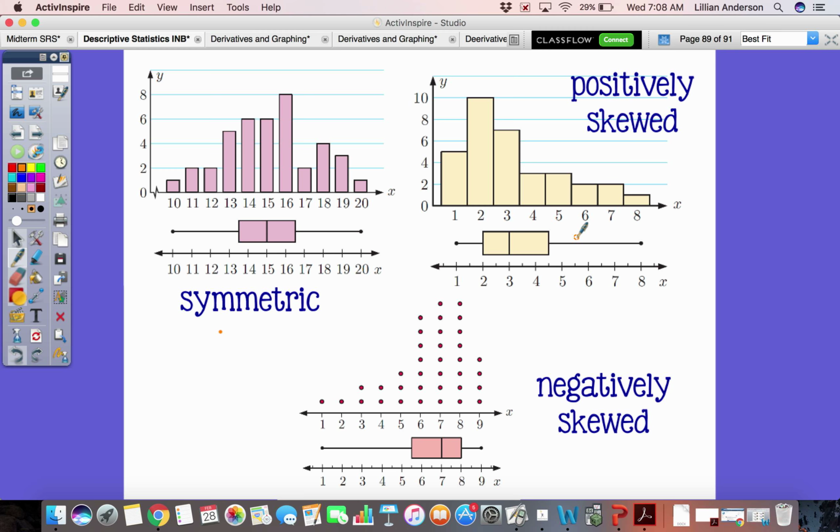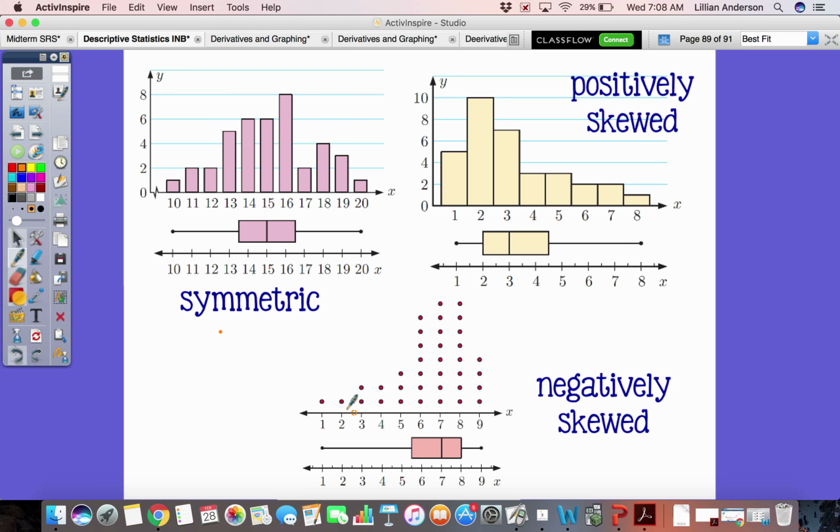Then you have positively skewed, where the majority of your data is at the beginning and it kind of thins out at the end. Your box and whisker, as you can see, the whisker on the left is a lot shorter than the whisker on the right, and your median is more to the left of your box. This is an example of being positively skewed.